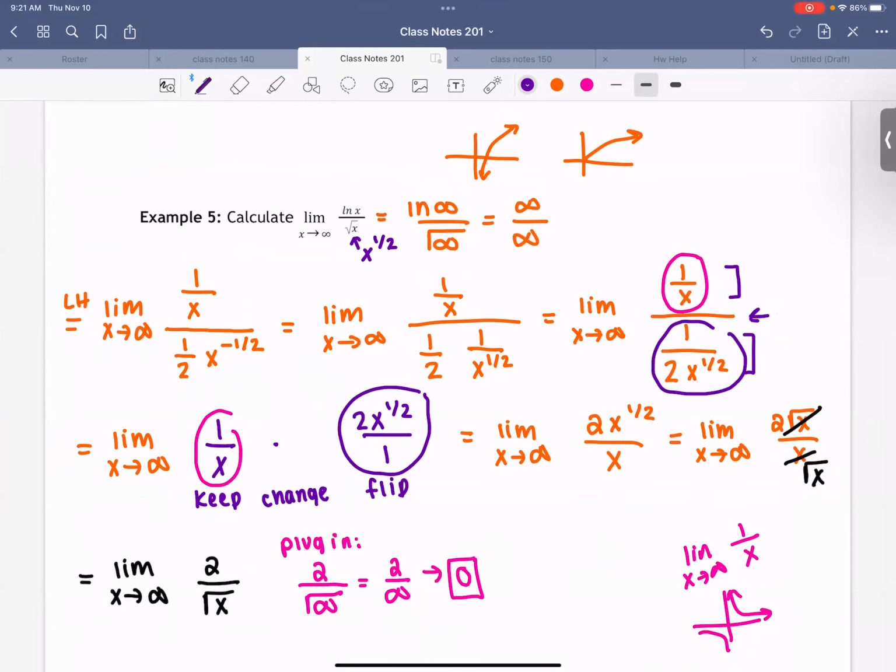Nope. All right, why don't you try example number 6? This one might be a little bit easier depending on how comfortable you are with trig functions. Yeah, let's do some practice with example number 6 next.